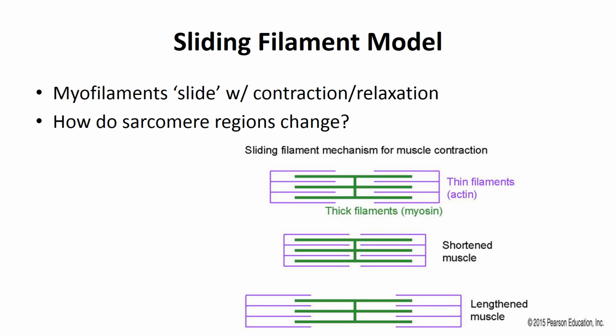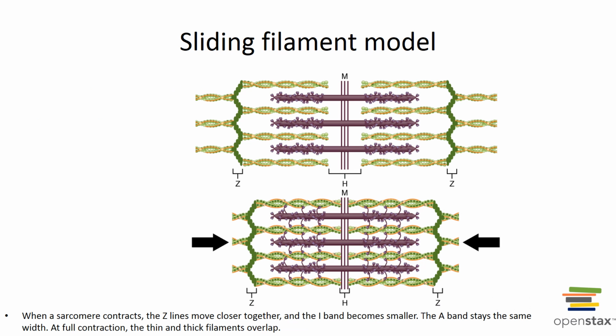Now, the sliding filament model shows how the zones and regions overlap. When a sarcomere contracts, you'll note that the Z lines move closer together and the I band becomes smaller. The A band stays the same. At full contraction, the thick and thin filaments overlap.